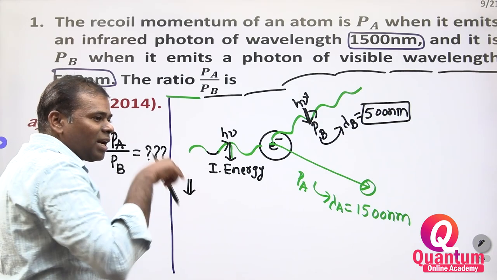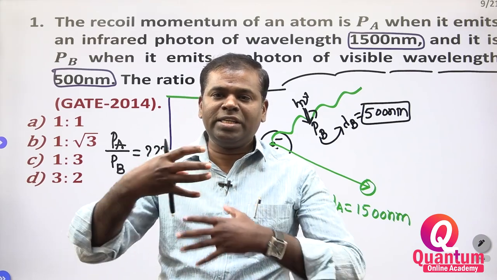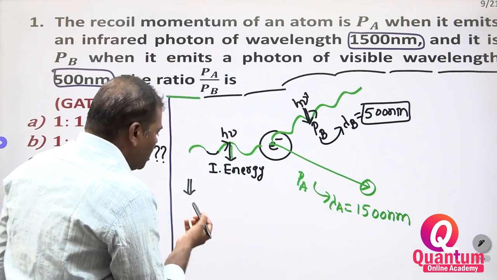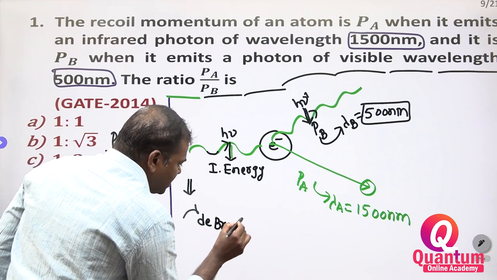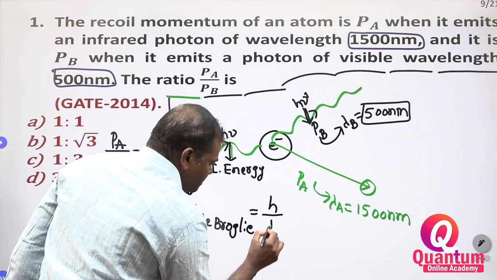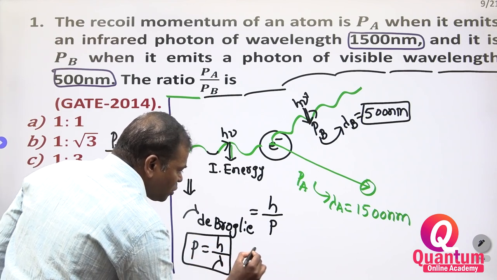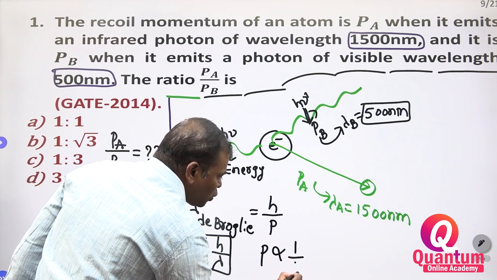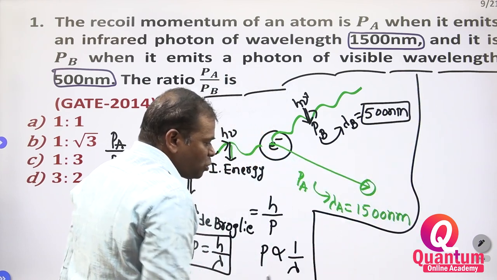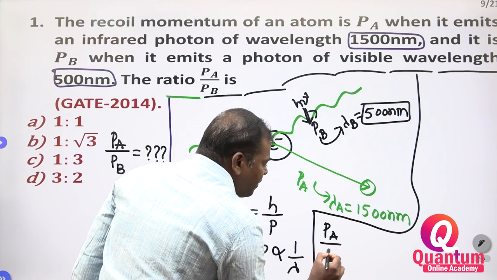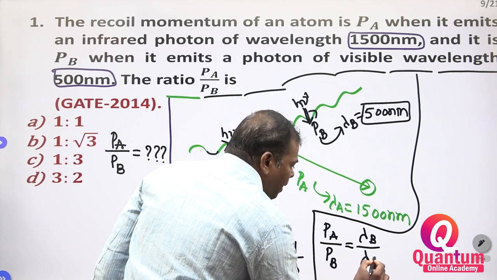How we have to calculate? Already I told, de Broglie introduced the dual nature of wave and particle, the dual nature of matter. What is the de Broglie wavelength? Lambda is equal to h by P. Therefore, P is equal to h by lambda. Therefore, P is inversely proportional to 1 by lambda. So Pa divided by Pb is equal to lambda B divided by lambda A.